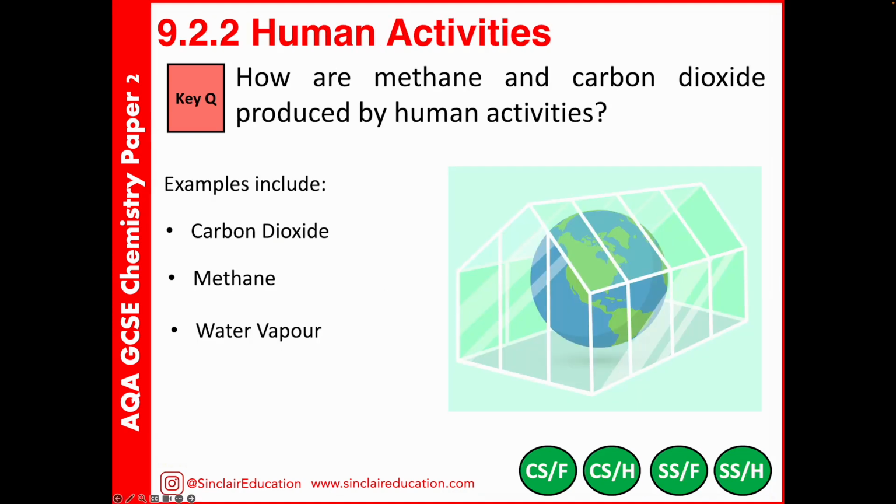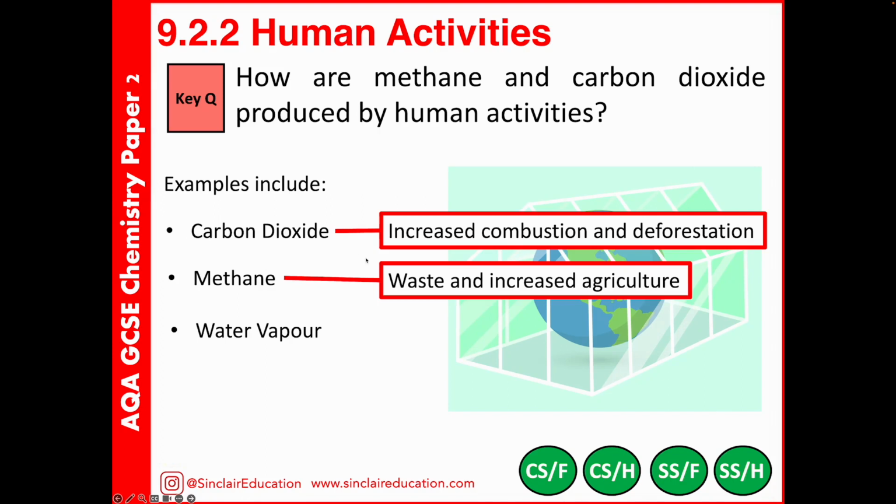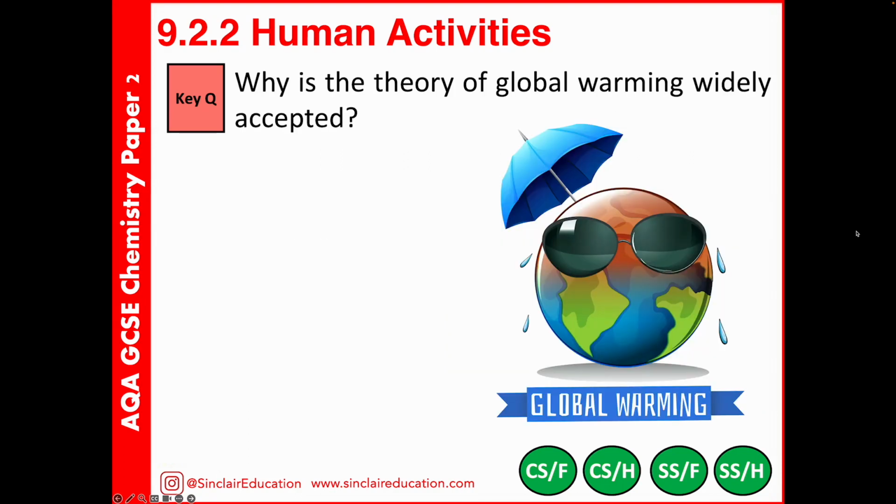Methane and carbon dioxide are caused by different human activities. Carbon dioxide is coming down to a combination of increased combustion, so a product of combustion is CO2, but also deforestation, so removal of plant life. By cutting down organisms that photosynthesize, we are reducing the amount of photosynthesis on Earth and therefore reducing how much carbon dioxide is removed. Methane is produced through waste, but also agriculture, so animals on Earth producing methane.